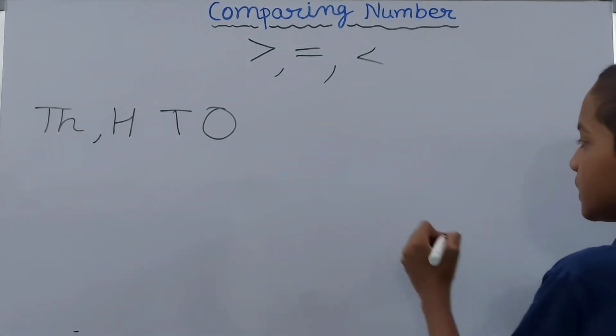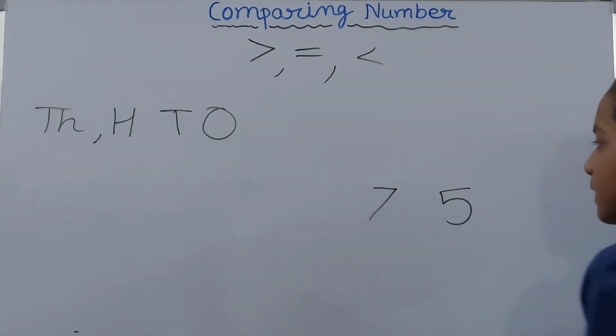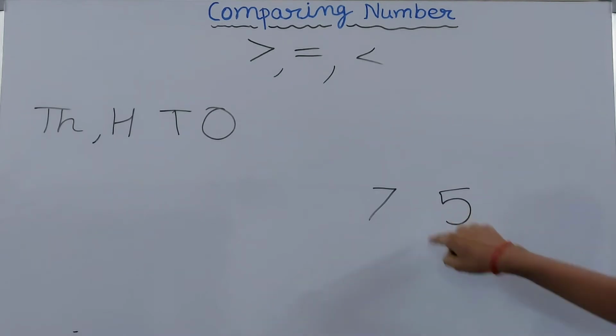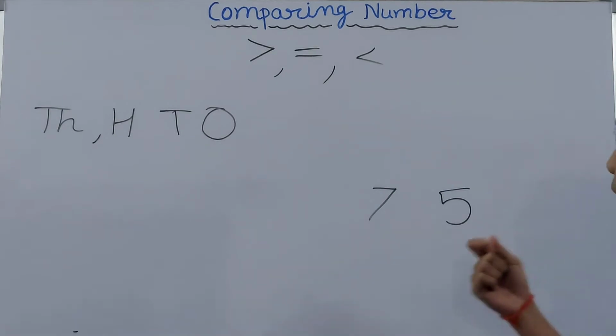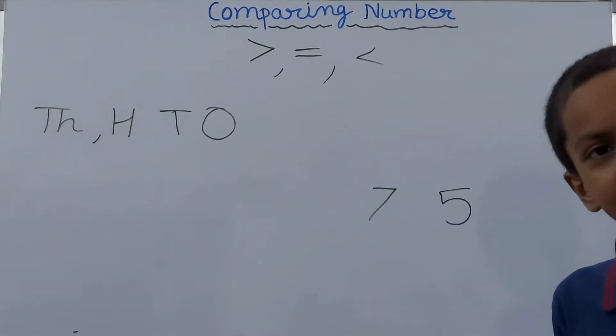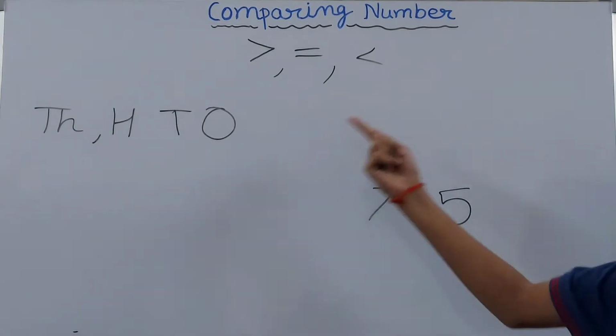First I am going to take two numbers. This is 7 and this is 5. I have made a gap in which we have to fill the symbol. We have to see which number is bigger. We have to compare, so we will see which number is bigger and which is smaller. We all know 7 is bigger than 5 and 5 is smaller than 7. Now which symbol are you going to use out of these three?